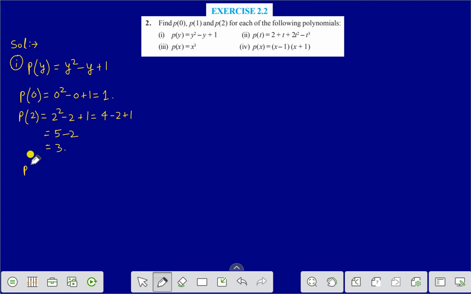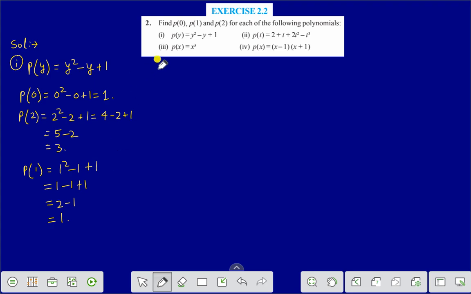Now we find the value P1 also. P1 is 1 square minus 1 plus 1, or we get 1 minus 1 plus 1. 1 plus 1 is 2, minus 1, that is equal to 1, right? We are getting the value P1 equal to 1, P2 equal to 3, and P0 is equal to 1.